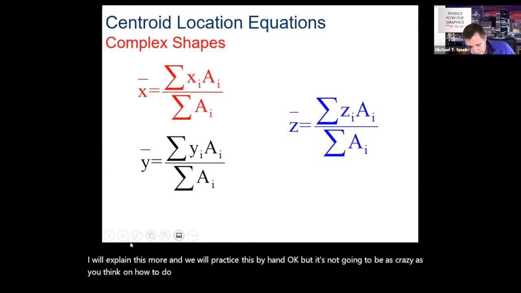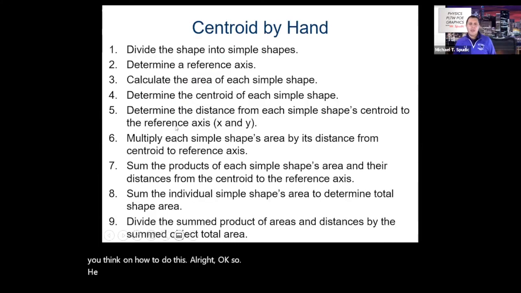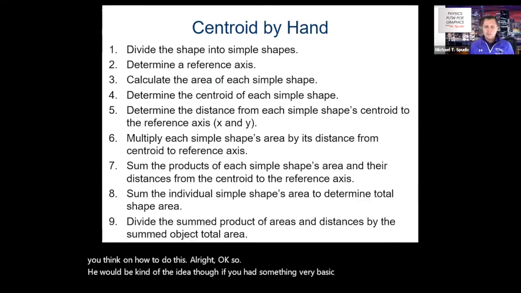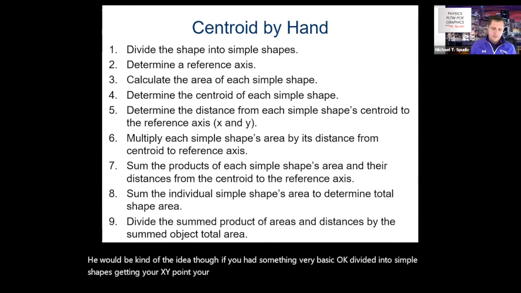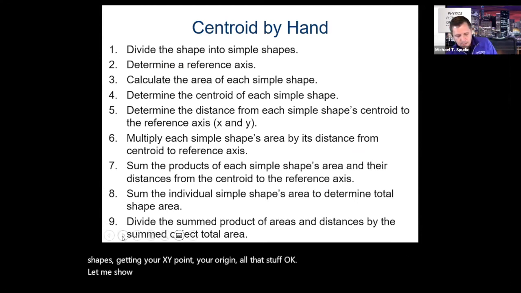So here would be the idea if you had something very basic: divide it into simple shapes, get your X, Y point, your origin, all that stuff. Let me show you. That seems like a lot of stuff to keep track of.